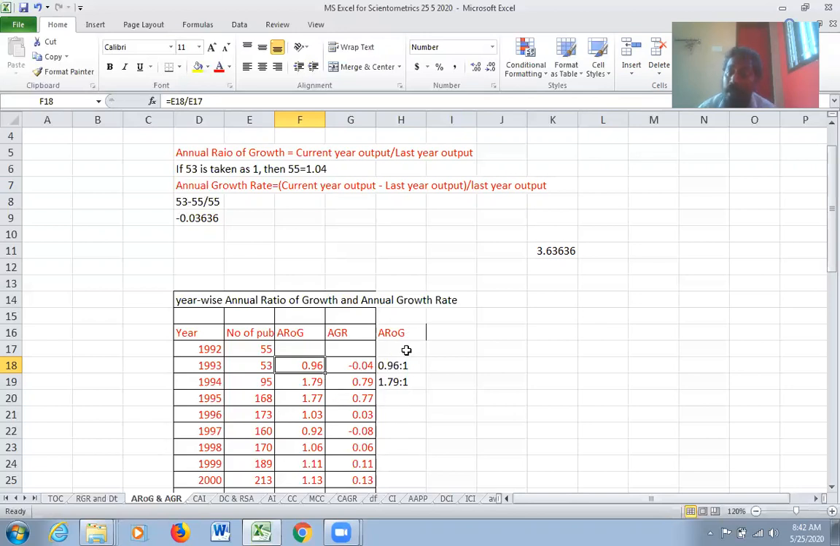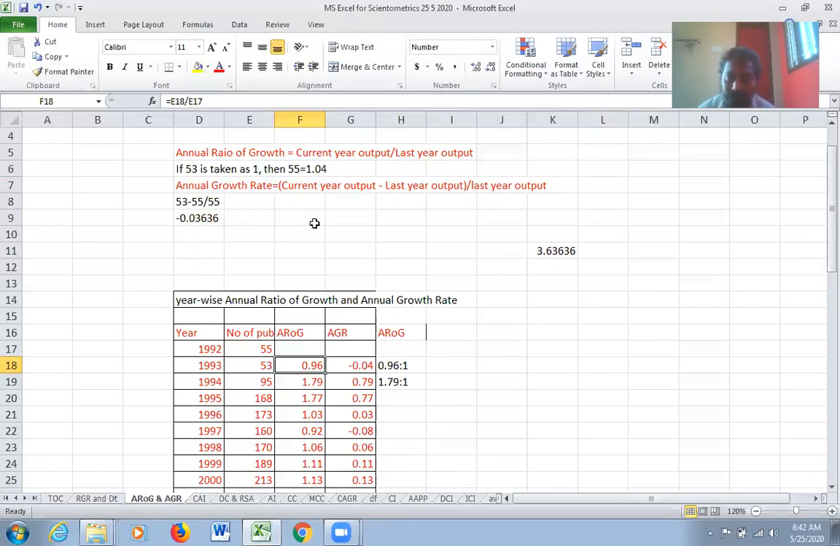But how do you have to write the answer? Since it is the annual ratio of growth, you should write the answer in the form of a ratio. That means 0.96 is to 1. 0.96 is the current annual ratio of growth. 1 stands for 55. That is, 55 is equal to 1, 53 is equal to 0.96. So this way you have to write the answer as a ratio.